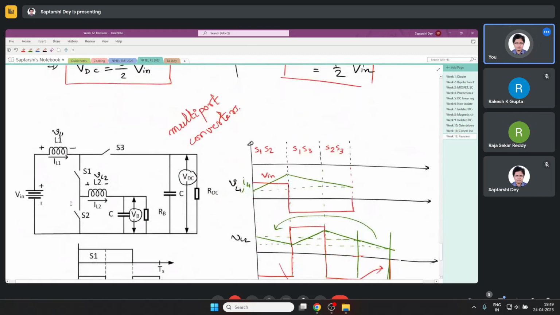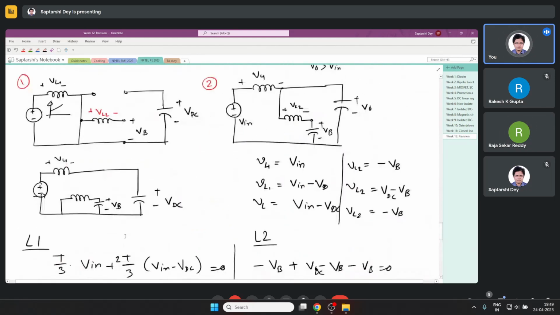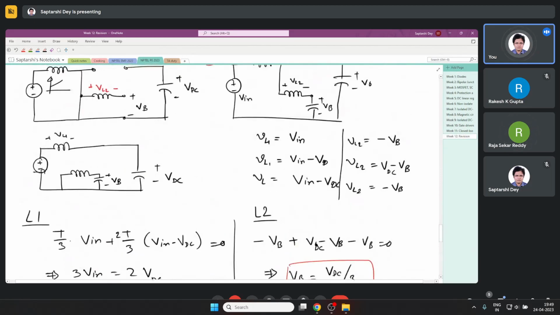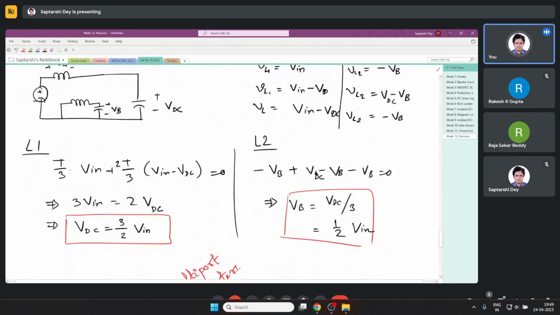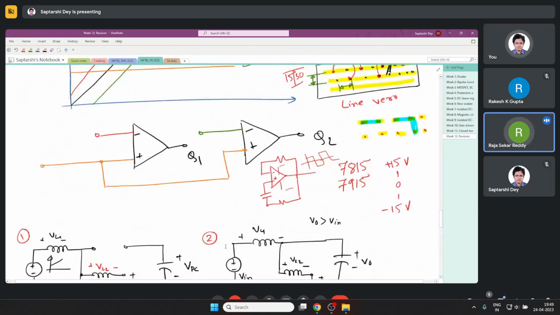It does not matter how many inductors, how many switches there are. Simply keep on drawing the circuits in different modes, keep writing the voltage across the inductors, then apply the theorems. You will get all the relations. It is that easy.